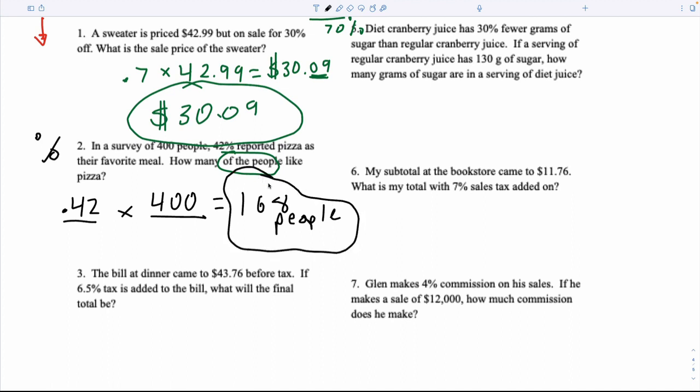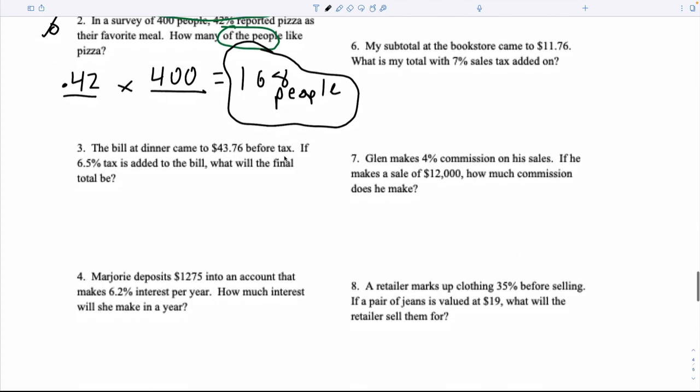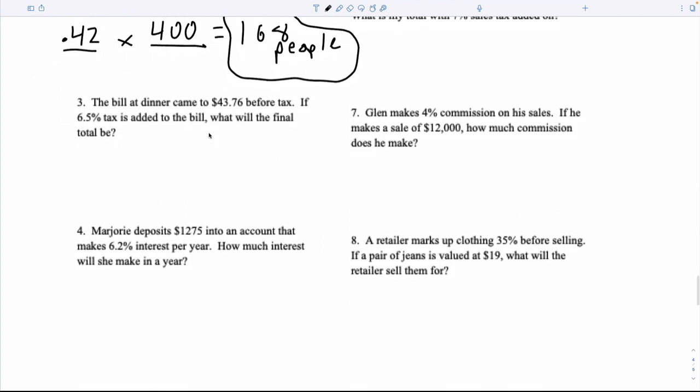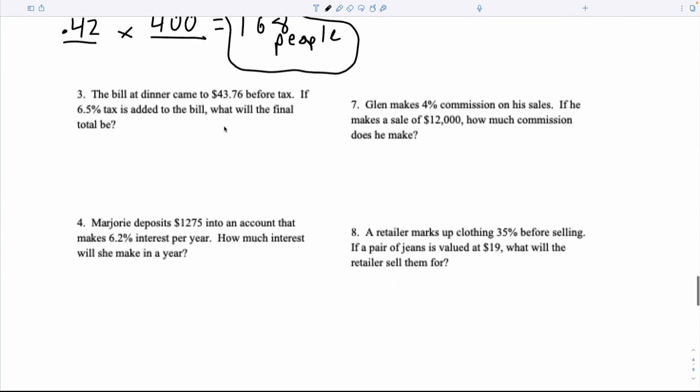Number 3, read it for me, and then we'll do it with a partner. Lauren, the bill. The bill at dinner came to $43.76. If 6.5 percent had been added in taxes to the bill, what would the final total be? Last vote, mark up, mark down, or percent of? What do you think, Max? Mark up. It's a percent problem.